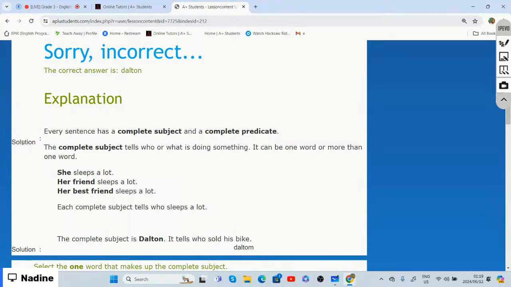And a subject, firstly, a completed subject, tells us either who or what is doing something within a sentence. So you can either identify a person that is doing something, or a thing that is doing something, or even an animal that is doing something within that sentence. And a complete subject can either be one word or more than one word.